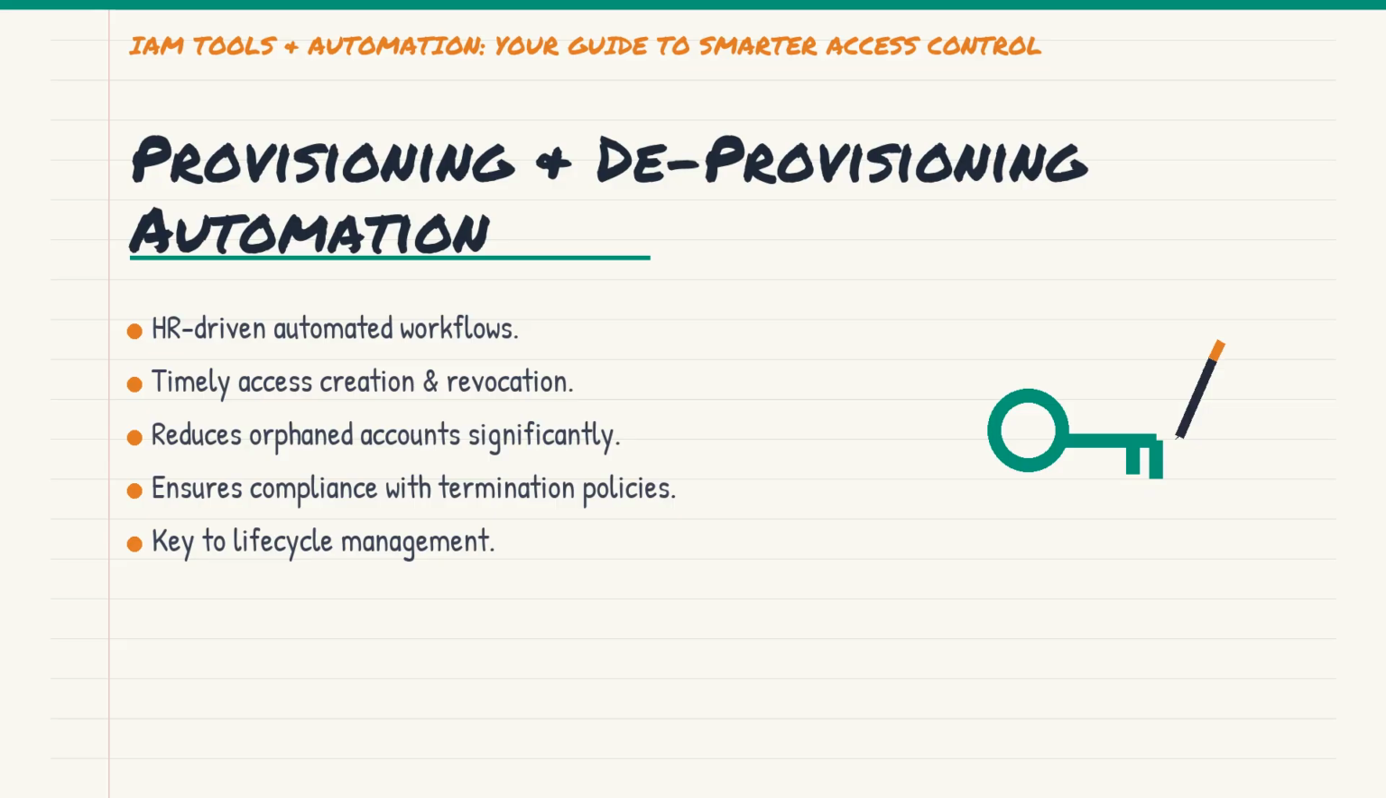For a transfer, it revokes old access and grants new. For a termination, it ensures all access is promptly removed. Imagine the security risk if an ex-employee's account remains active, a huge gaping hole. Automating this process, often using connectors or APIs, is a non-negotiable for modern organizations.